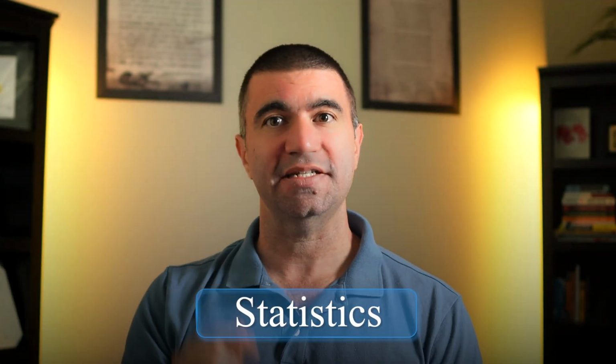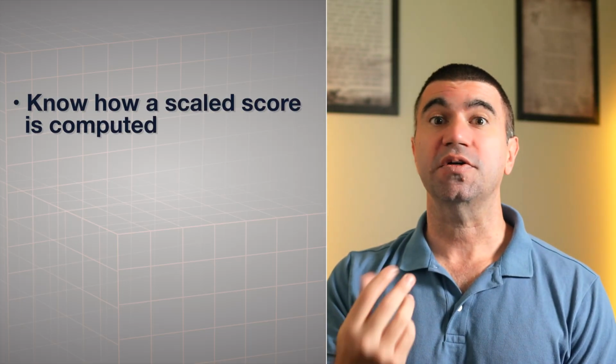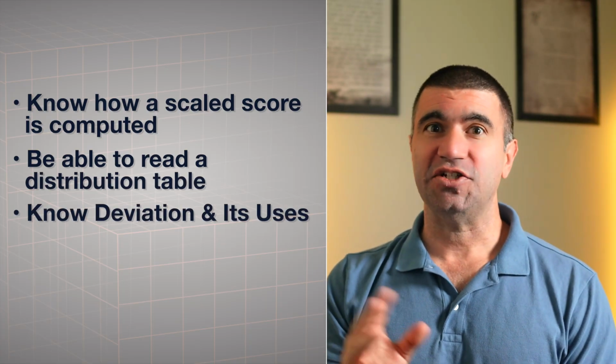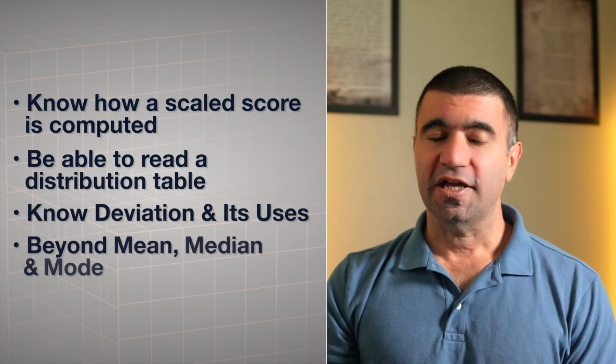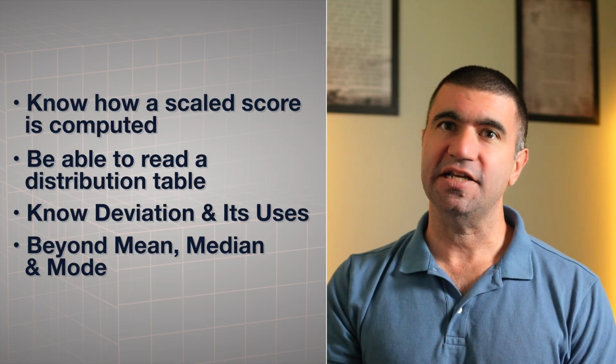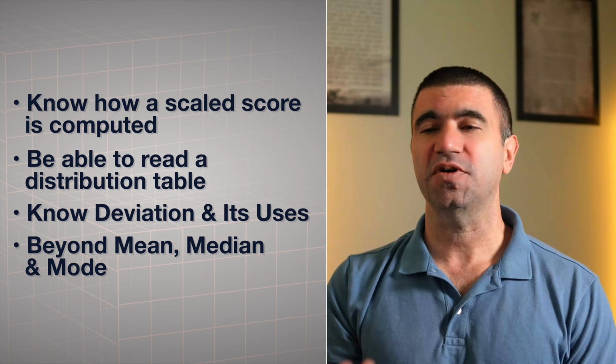I had that info down, but what did throw me for a loop on this exam was the number of questions dealing with statistics. Know how a scaled score is computed, be able to read a distribution table, and know not just what deviation is, but how it's applied. You will have your basic mean, median, and mode questions, but this one dives a lot deeper than that, which is different than my experiences with other psychology CLEPs. That's a good spot to end this one.